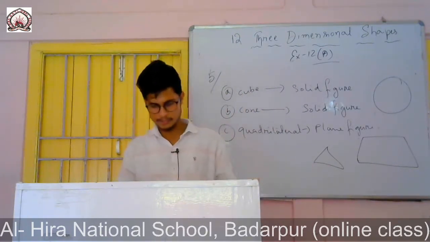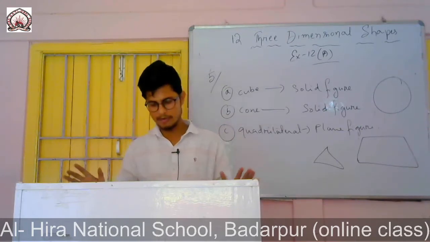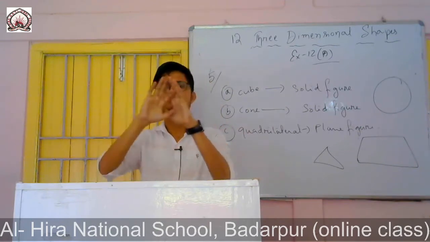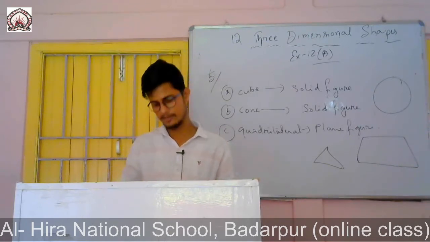Then question number G, triangular prism. It is a 3D. It is a solid figure. Then H, sphere. Sphere is also a solid figure. You cannot simply show a square. It is a solid figure.